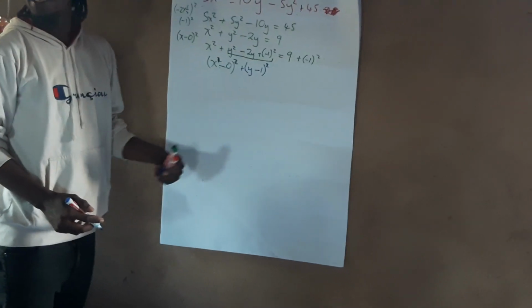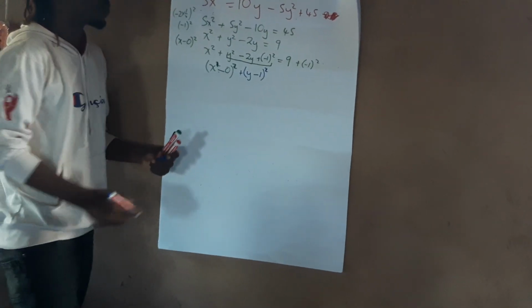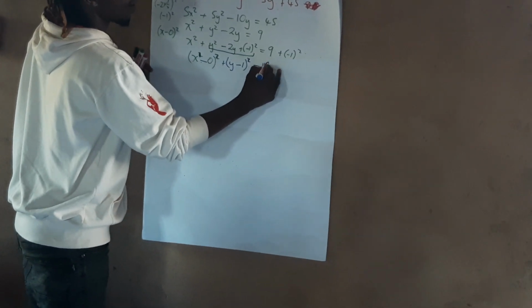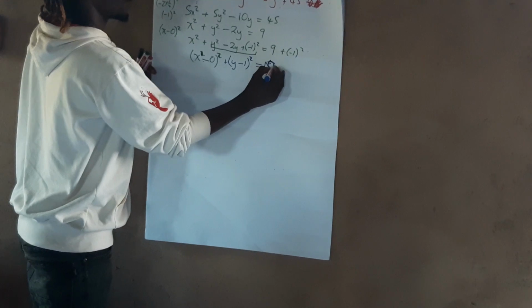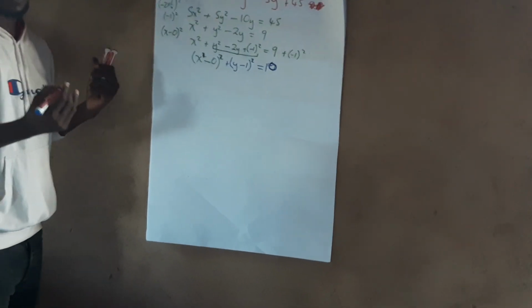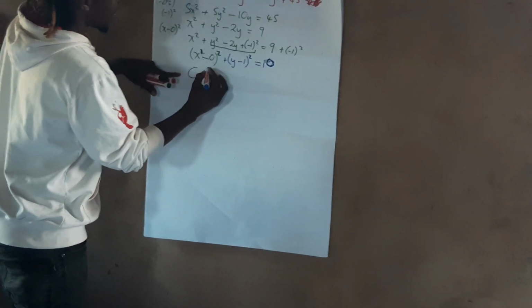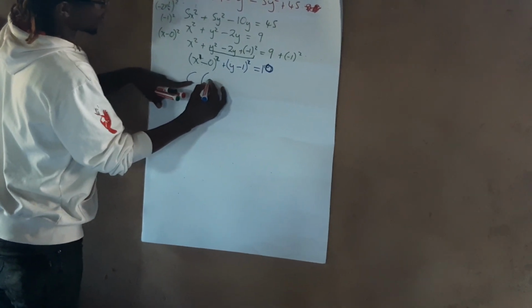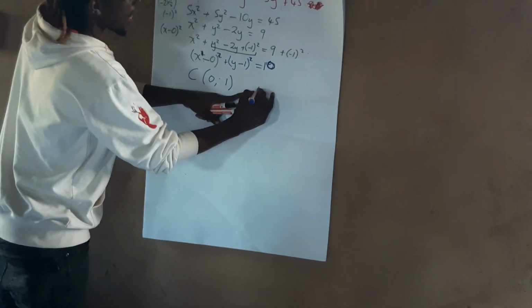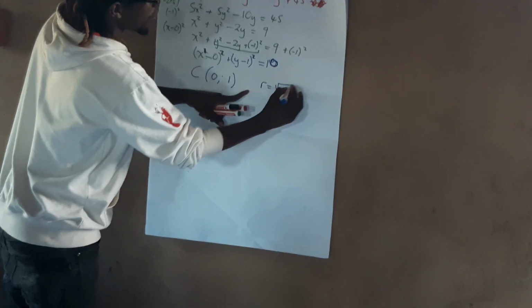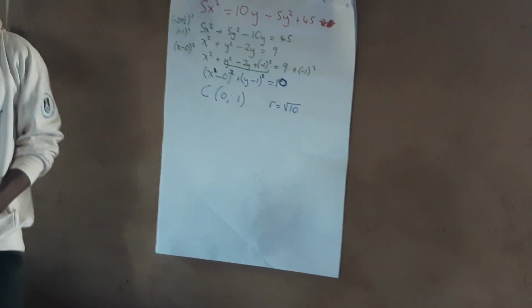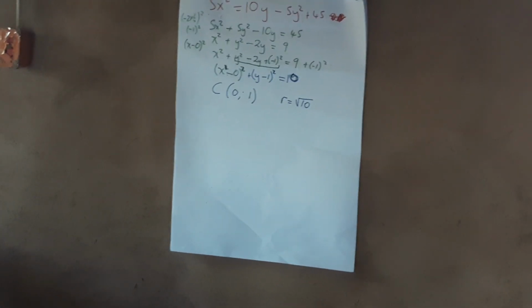You square them, right? Guys, can you pay attention? So this will be equal to 10 together. So what is the center of our circle? Our center is 0 and 1. And what is our radius? Our radius is equal to the square root of 10. Does it make sense?